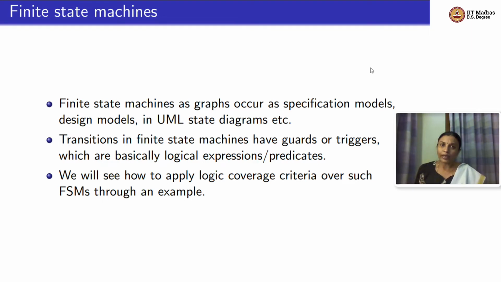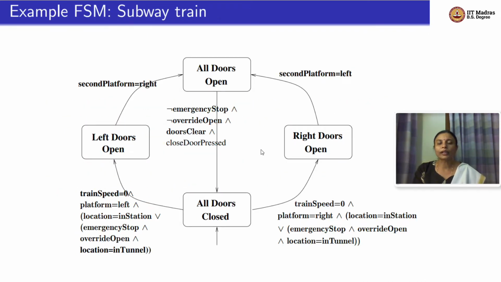So while we considered them as graphs earlier, now we focus on the guards that come in the transitions of the finite state machine, which are typically logical predicates for us, and see if we could apply logic coverage criteria to test finite state machine specifications by focusing on the guards in the transition. So again, like we've been doing, we'll take an example and understand how it is done. So here is a finite state machine. Let's first spend some time understanding this finite state machine.